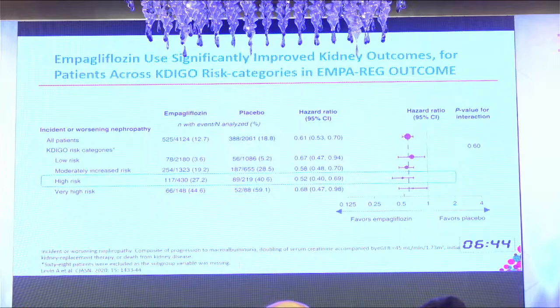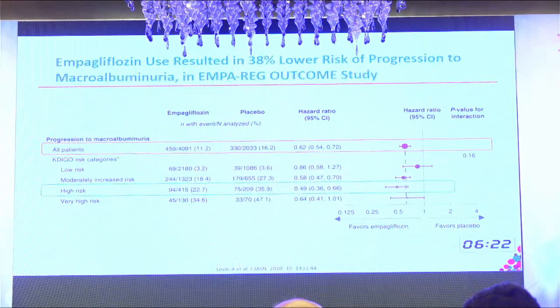Empagliflozin significantly improved kidney outcomes in the EMPA-REG study. If you look at when we risk categorize these CKD patients into low risk, moderate risk, high risk and very high risk patients, we'll see almost a 48% reduction in worsening of nephropathy with empagliflozin, and progression of macroalbuminuria can be reduced by almost 50%, especially in the high risk category, that is those with a UACR of more than 300 or a GFR below 45.